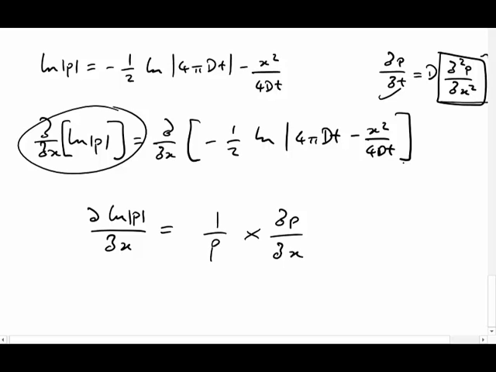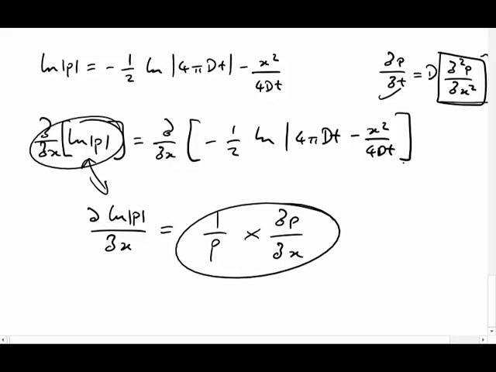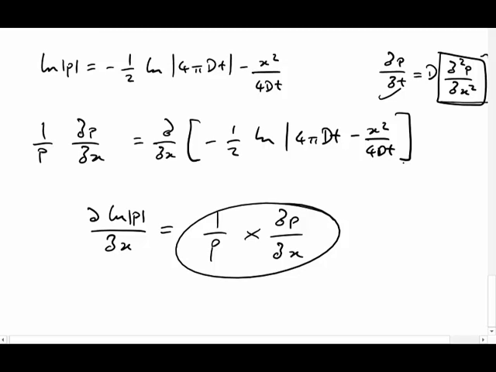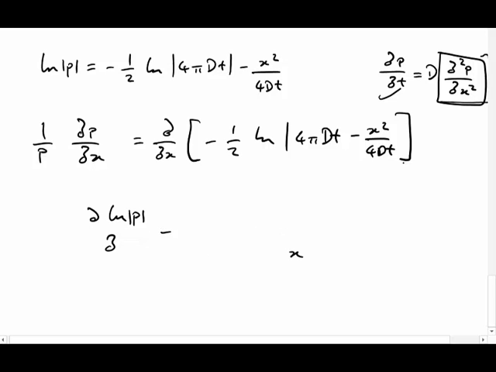So therefore, this is what I'm left with now. This is the left-hand side, which is what I've got there. Those two things are the same, so I can just replace this thing with that thing. So what have I got? I've got 1 over p times dp by dx. So that's the left-hand side sorted. And of course, I can just multiply through by p at the end if I want to, which I will do. Now I need to look at this thing.